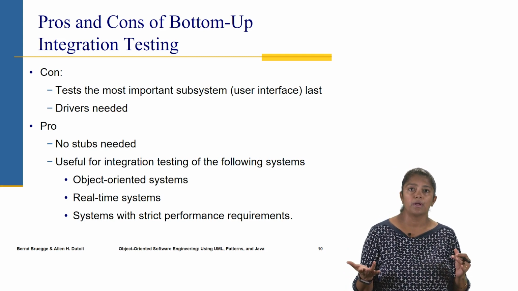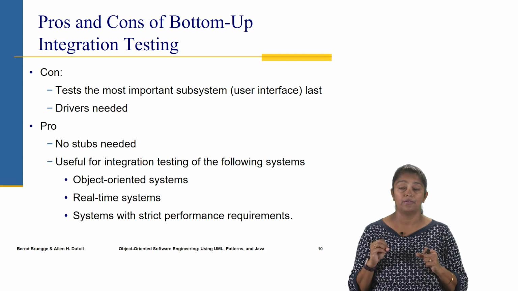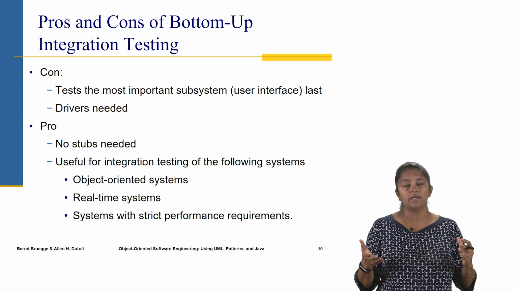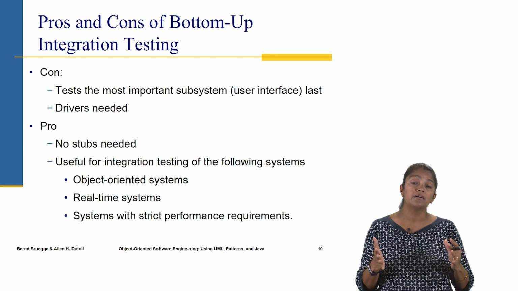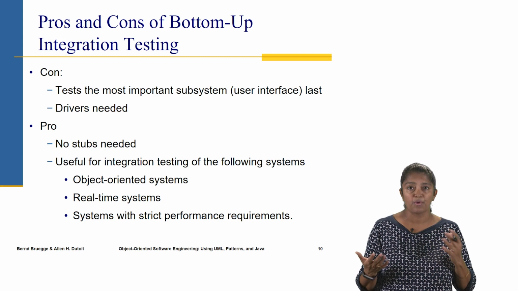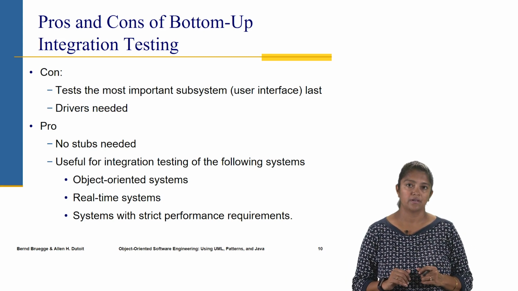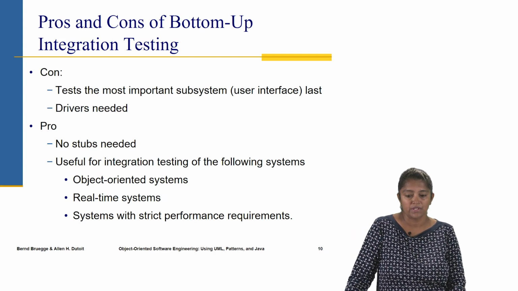Same thing with object-oriented systems. We have to make sure that our single units work correctly and efficiently first. And with real-time systems, where the interaction is happening in real time and it has to be quick and responsive, again the bottom-up strategy is a great way to go. So those are some of the pros and cons of the strategy.